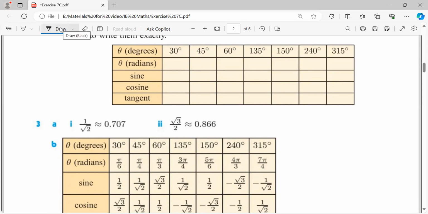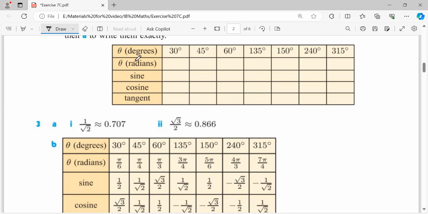Okay, look, 1 over 2 equals 0.707, and square root of 3 over 2 equals 0.866. Okay. Now, how about this table?